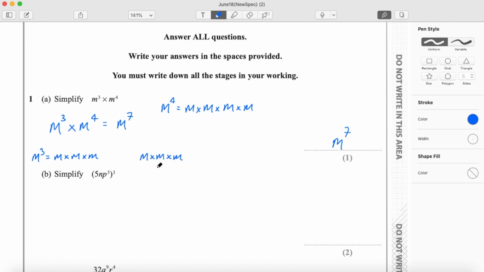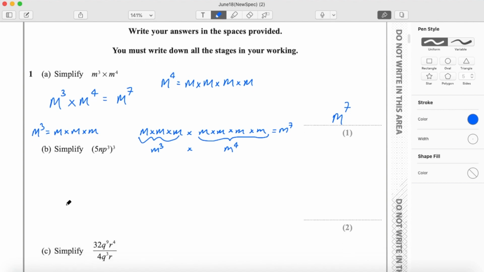So I'll just show you that there. There's m cubed times by m times m times m times m. There's our m to the power 4. So we have 7 m's there. 1, 2, 3, 4, 5, 6, 7. So m cubed times m to the 4 is m to the 7.